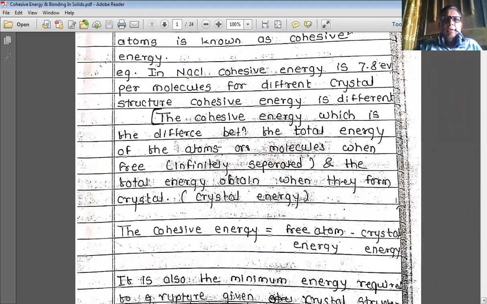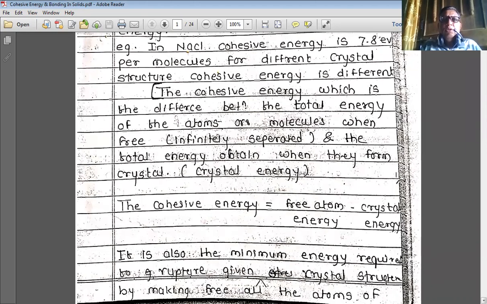For example, in sodium chloride, the cohesive energy is 7.8 eV per molecule. The cohesive energy per molecule is different for different crystal structures.